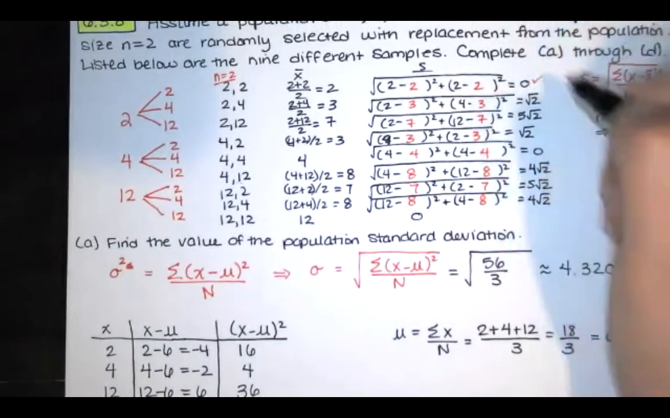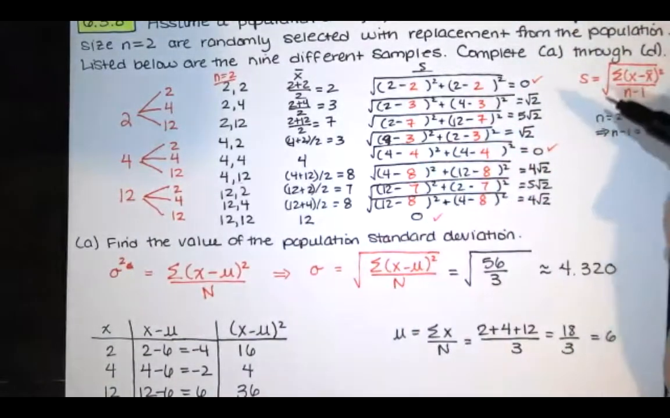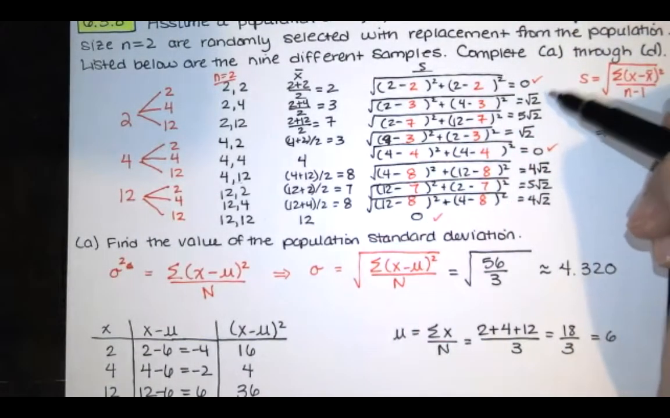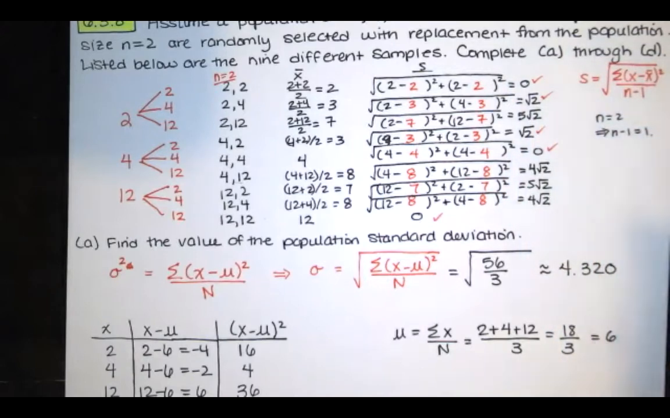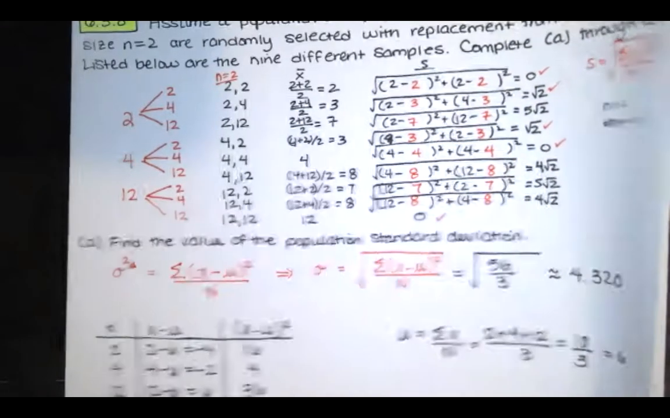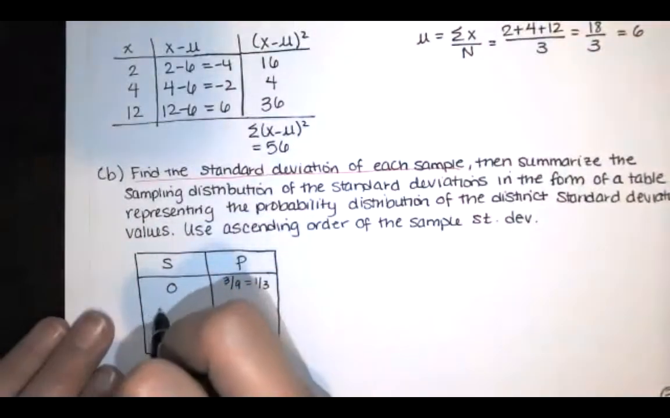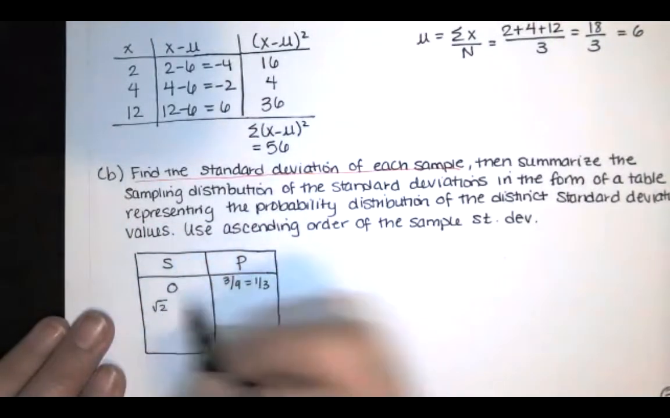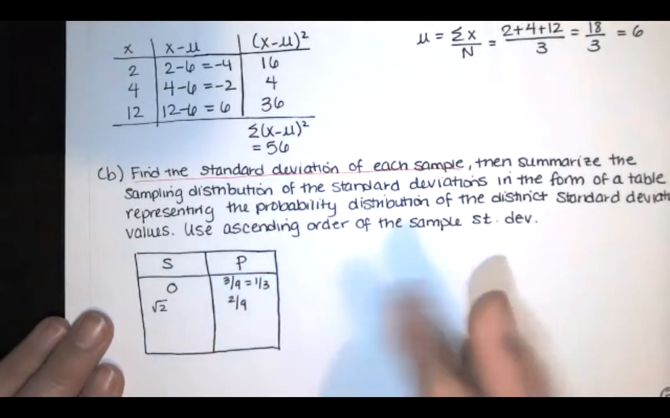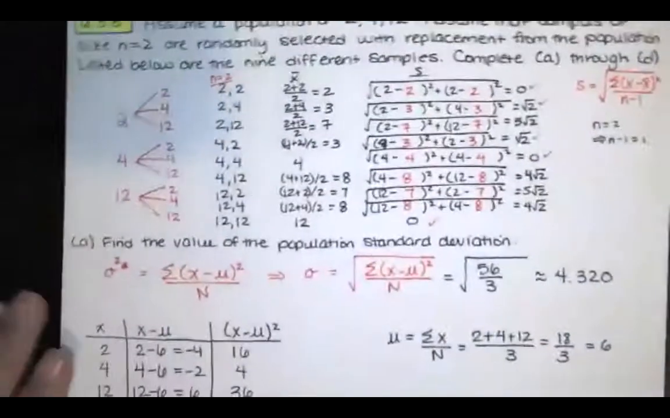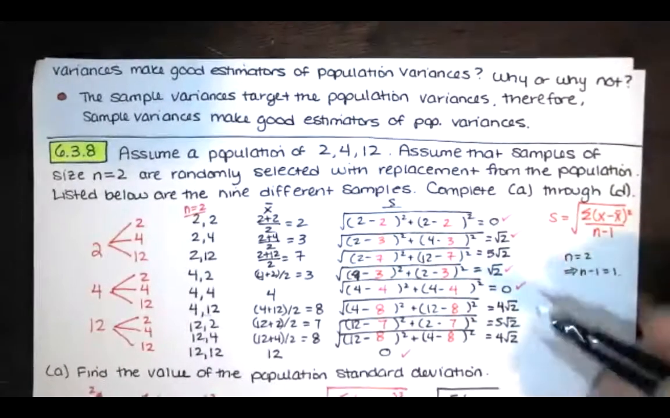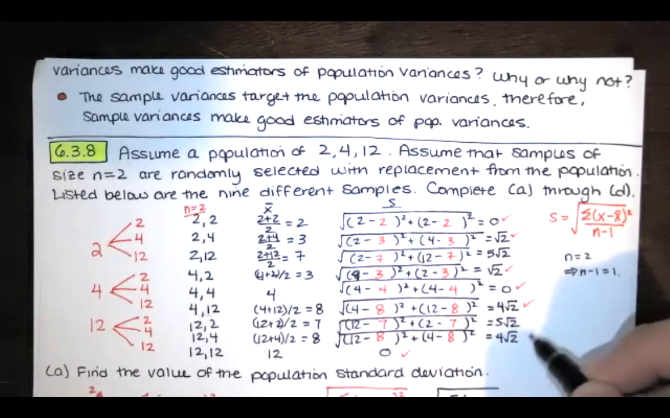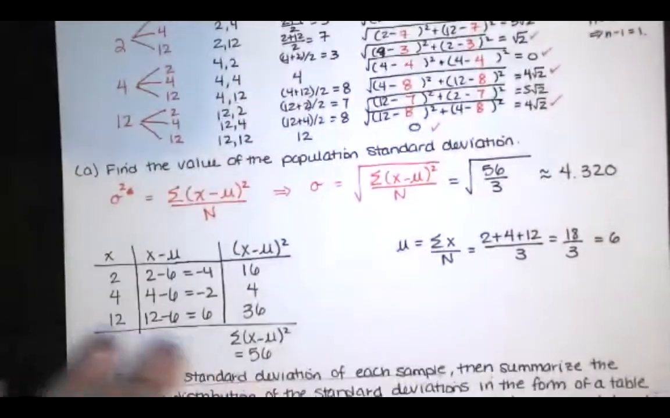We took care of this one, and this one. The next one is that square root of 2. We've got 2 of those. So 2 out of 9 of those were square root of 2. And then the next one got 4 times root 2. I had 2 of those as well.